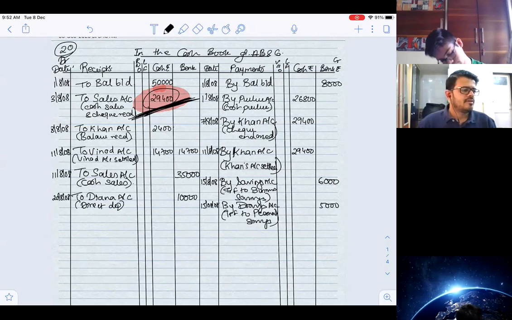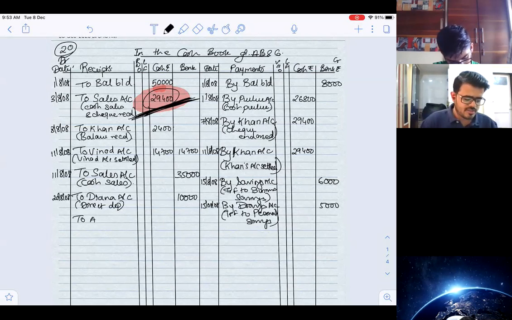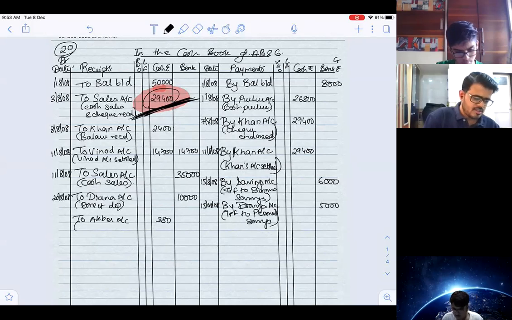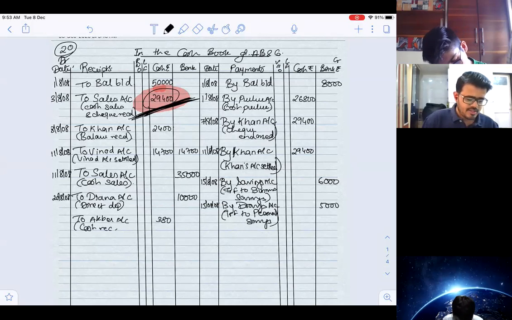Then received 380 from Akbar in full settlement of his account of 400. Akbar से 380 आया in full settlement of 400. What entry will you pass? I think it will be cash discount to Akbar. So cash to Akbar. Cash column 380. This is nothing but cash received. And discount allowed obviously will go in, I think, journal proper.